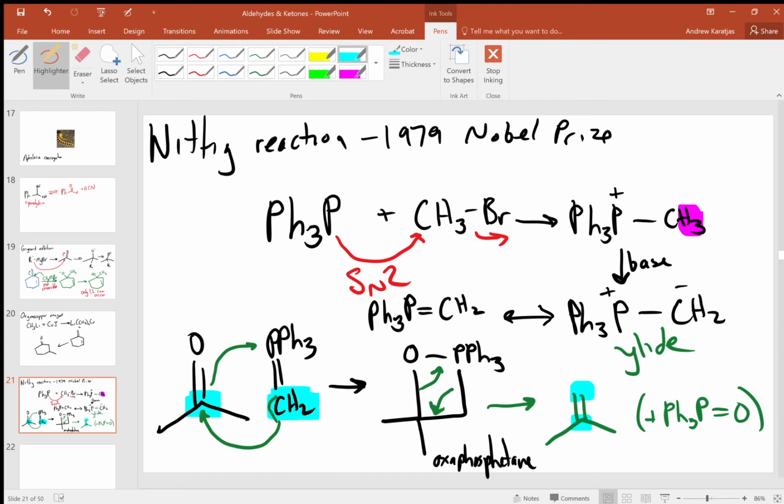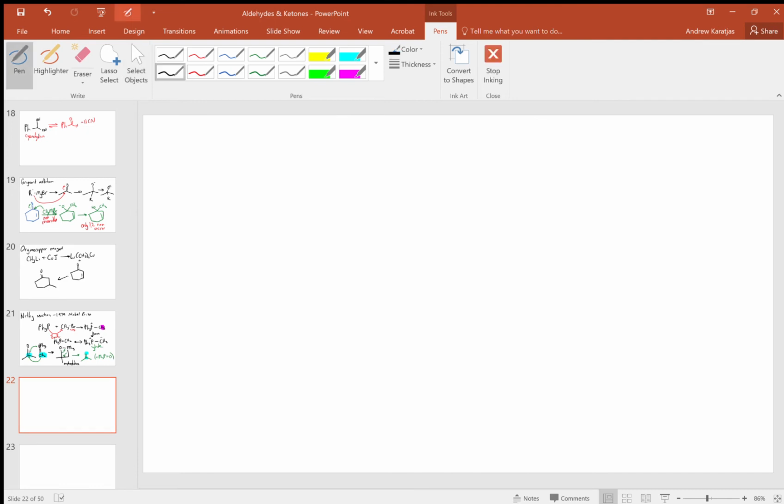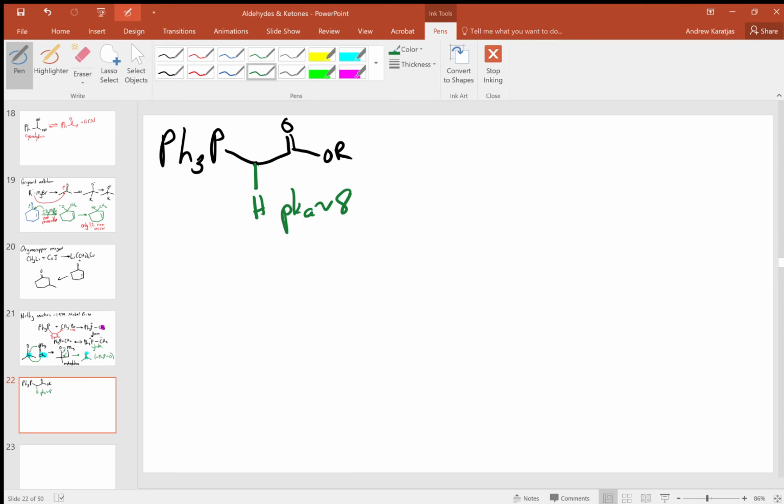And one of the more common types of Wittig reactions is to start with compounds that look like this. So very similar to what we had here, but now the carbon that's bonded to the phosphorus is also bonded to a carbonyl. Turns out that the proton in between the phosphorus and the carbonyl has a pKa of about 8. So very, very acidic. To put in perspective, that's pretty similar to a carboxylic acid acidity.